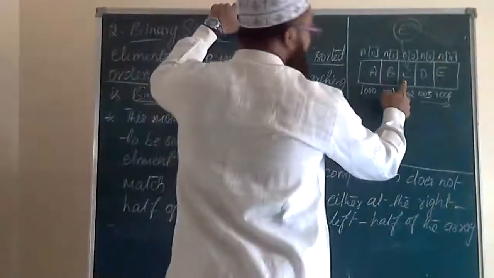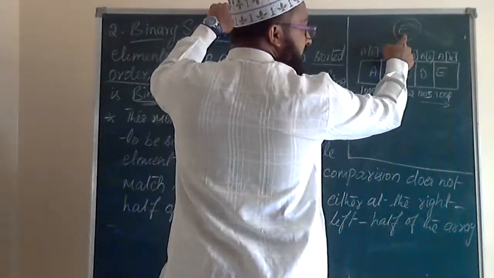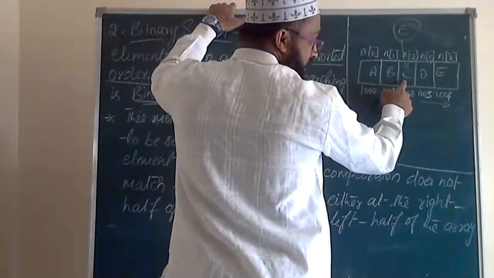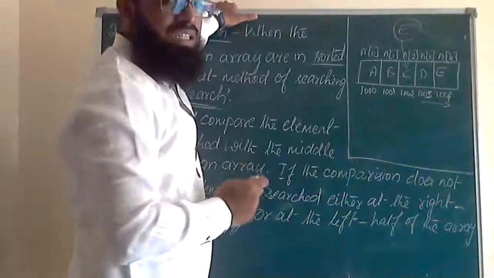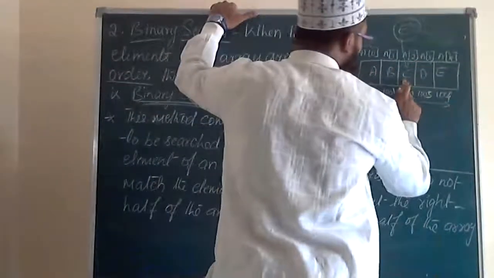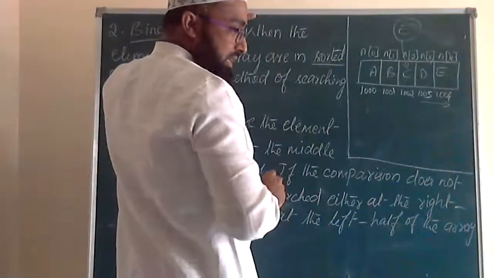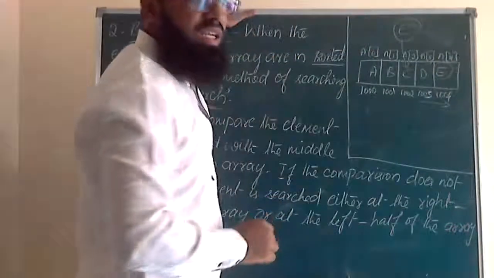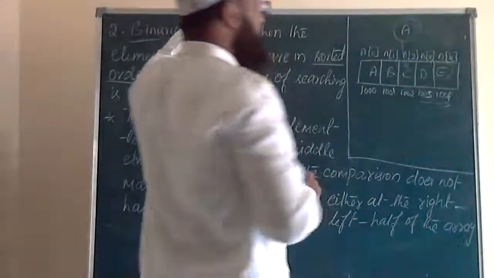First it will compare with the middle element. If it does not get a result as E, or the element to be searched is not matched with this element, it will continue its searching at the right half of the array, the elements which are left at the right side from the middle point. Then if it gets the right answer, it will stop. Otherwise, we will search for A.